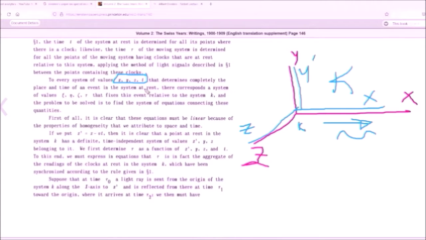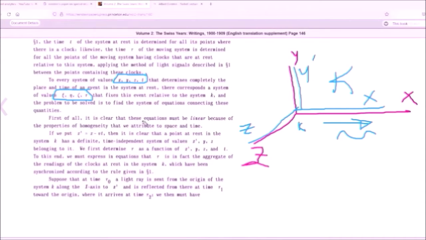there corresponds a system of the Latin values xi, eta, zeta, and tau that fixes these events relative to the system small k, the moving system. And the problem to be solved is to find the system of equations connecting these quantities. We already did that, but he is going to make it in 3 directions just to make life a little bit miserable. So that is a moving system, and that is a system at rest.